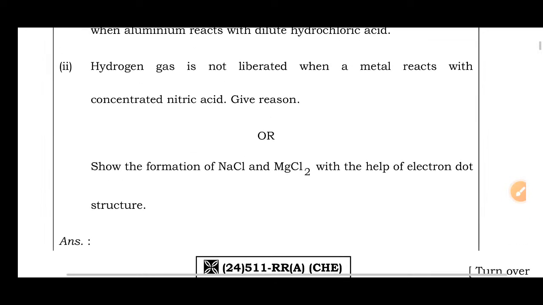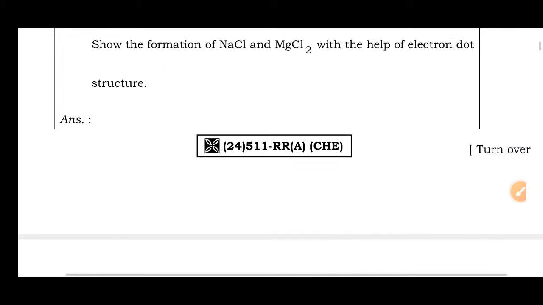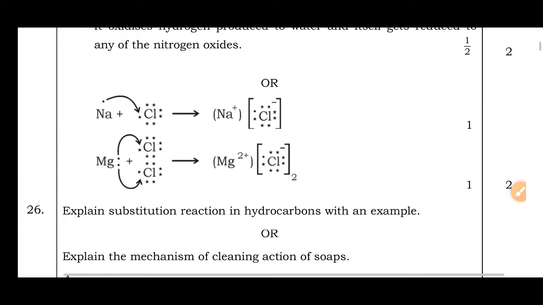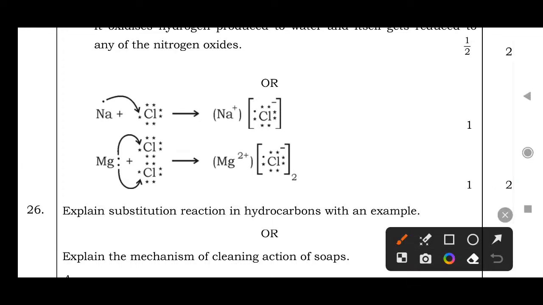Then another question: show the formation of sodium chloride and magnesium chloride with the help of electron dot structure. Very, very important question. Several times they asked. See, sodium, atomic number 11, in its outermost orbit has one electron to set free. Metals are donors of electrons and non-metals are acceptors of electrons. Chlorine is a non-metal. In its outermost orbit, one electron is deficient. That's why sodium donates one electron, chlorine receives that electron, and what does it give? It gives sodium chloride, Na plus Cl minus.